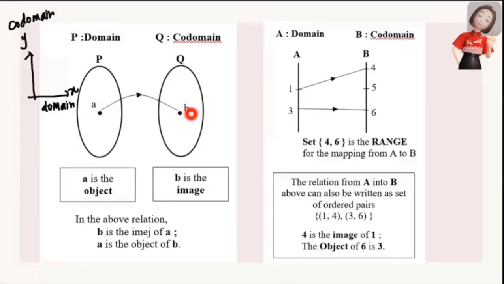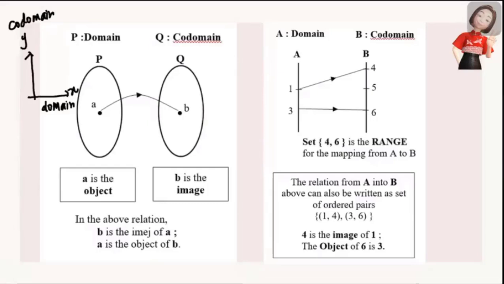So you can write it in a sentence: B is the image of A, and A is the object of B. Why do I show you the sentence? Because sometimes the questions in the exam will ask, what is the image of A? So the answer is B. You have to give B. So you have to understand the questions, and how you want to answer them.